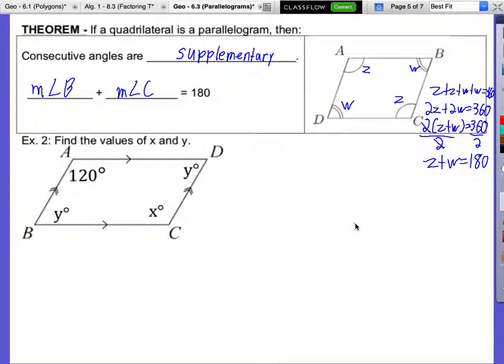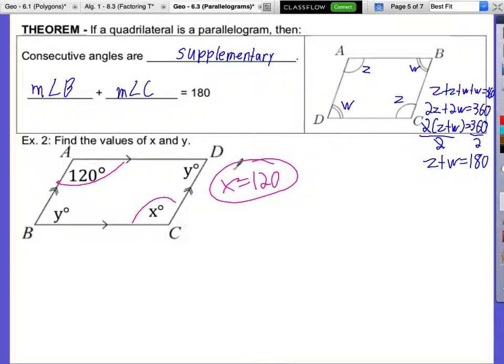Raise your hand if you wanna help me find X. Adrian. Okay, so we know that opposite angles are congruent, and A and C are opposite. So C equals 120. Good job, everybody. Can I get help in finding Y?